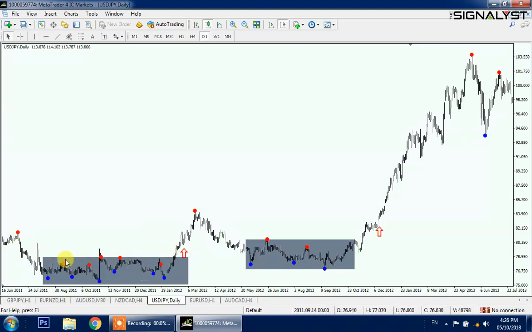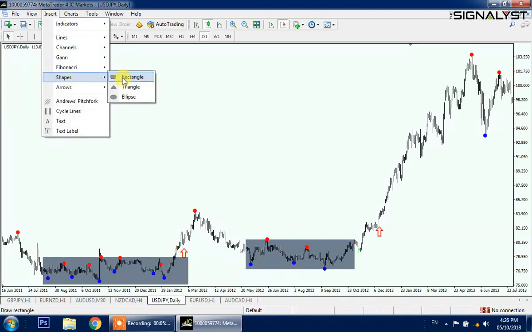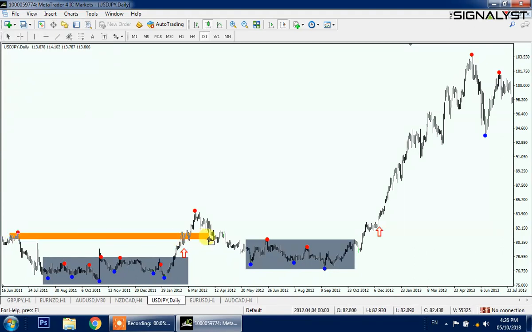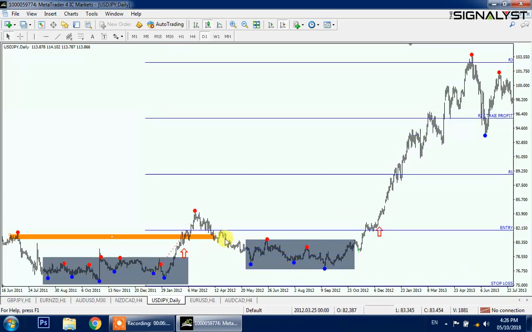The more the swings, the better the setup. The more the swings, the bigger the explosive move on a break. So here we will draw our major swing, and our entry would be here. Our stop loss would be below the range and target 221.